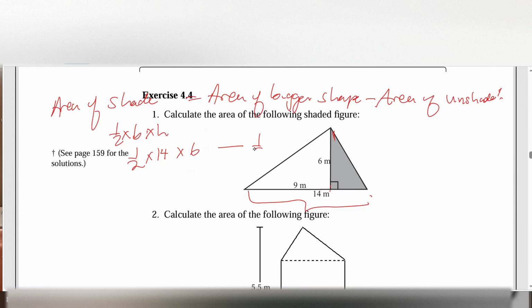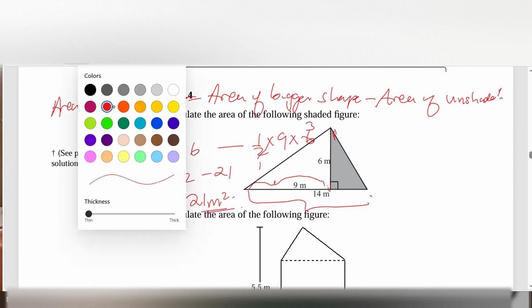I'm subtracting a half multiplied by the base from here up to there, which is a 9, multiplied by a 6. There are two ways to do this, but let's see. It's going to be 7 times 6, so that's a 42. That's going to be 3 times 9, which is a 27, which means our answer is 21 meters squared.